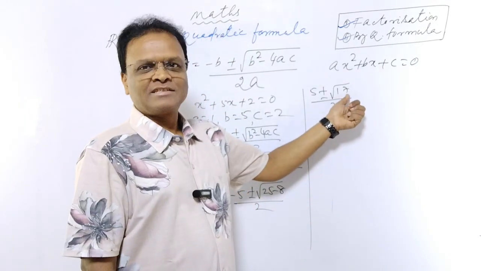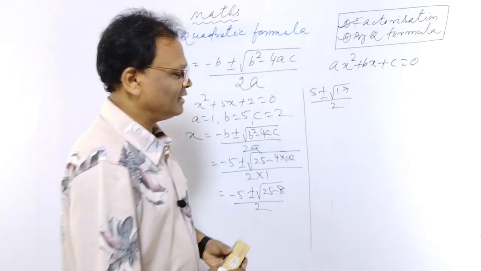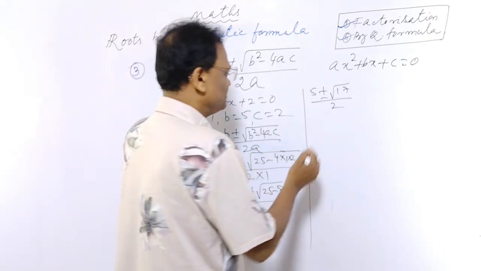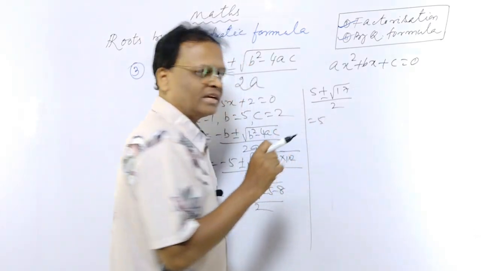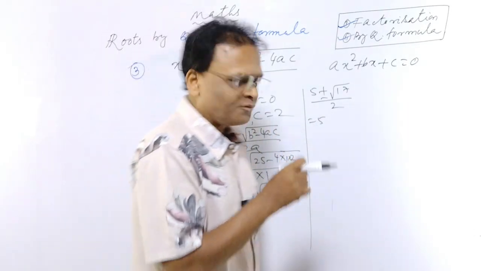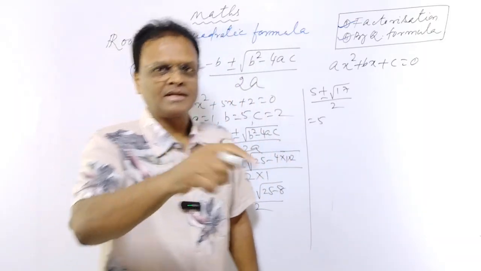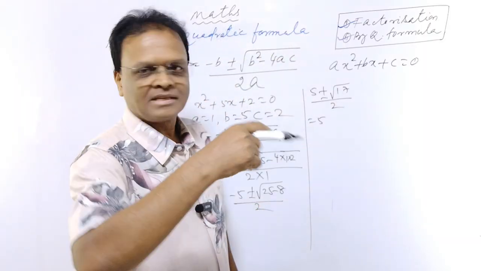I think this is an irrational number. Further we can't find because this is not a perfect square. So what to do? I have the two signs, one is plus, one is minus. So first time you have to use the algebraic sign plus, second time you have to use the algebraic sign minus.